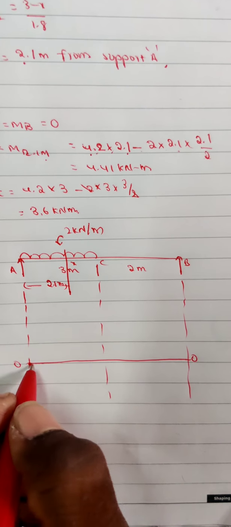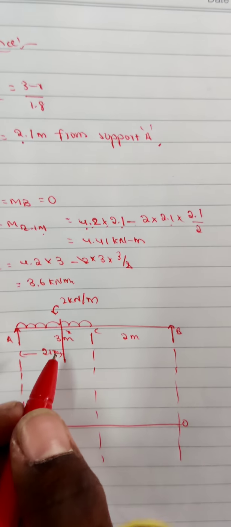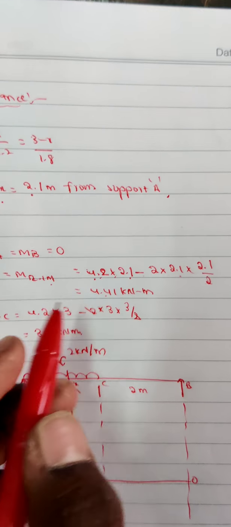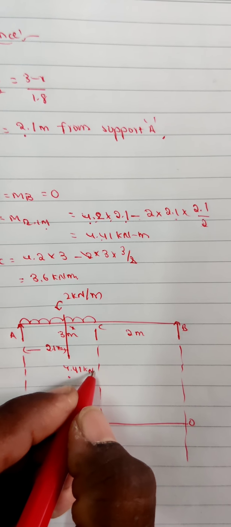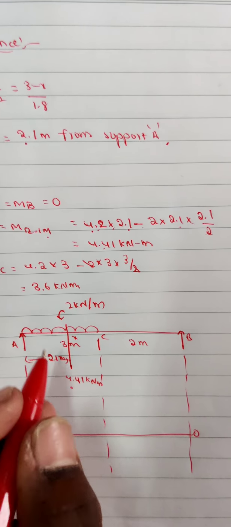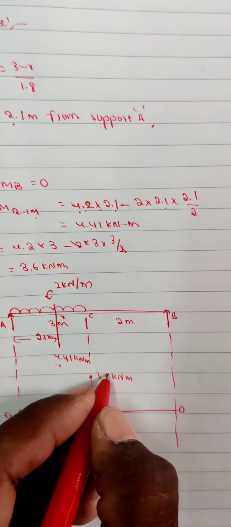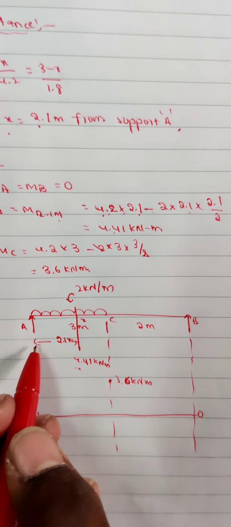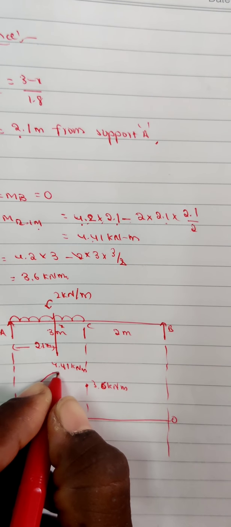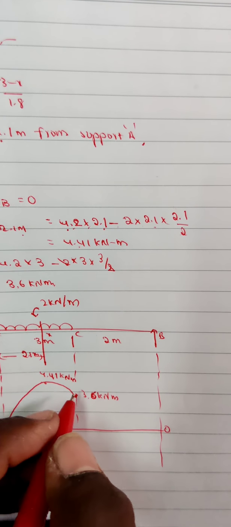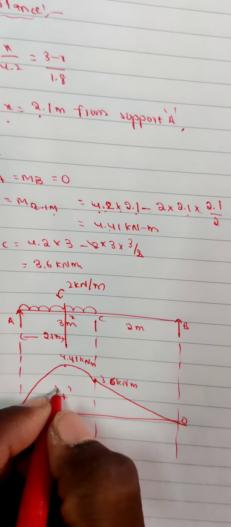Now we draw the bending moment diagram for the beam. This is the baseline for our bending moment diagram. At x distance 2.1 meters, the moment is 4.41 kilonewton meters, so I am putting 4.41 here. Next at point C, 3.6 kilonewton meters, which is lower than 4.41. The bending moment diagram for a simply supported beam carrying a UDL is a parabolic shape, so it is drawn like this, and from C to B there is no load, so it is linear. The bending moment is positive for simply supported beams.